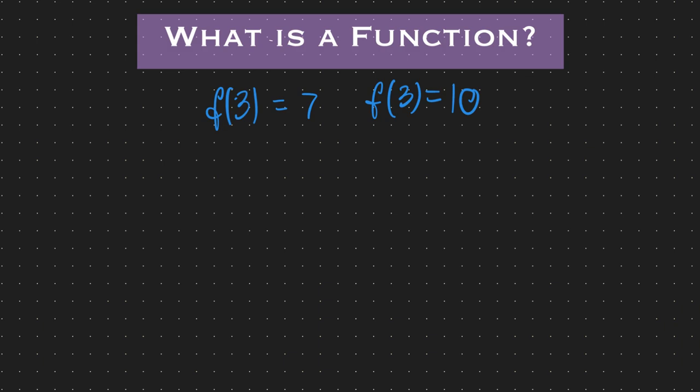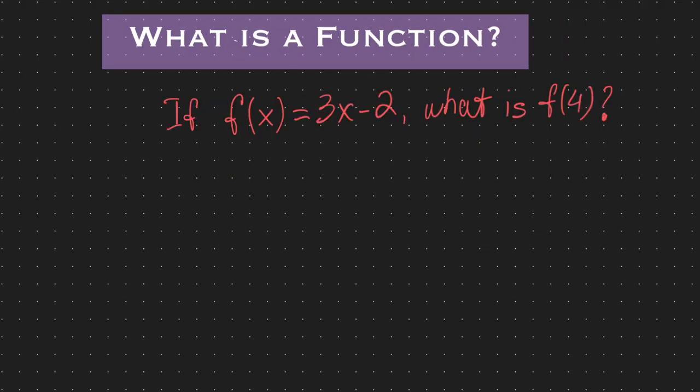By our definition, it cannot be a function. So wherever you see the word function, remember x is the input and f of x is the output. Each input must have only one output. If you'd like to practice a bit more, try this example and leave the answers in the comments.